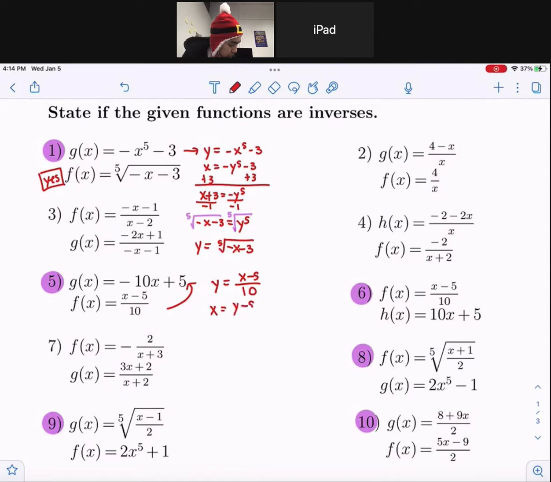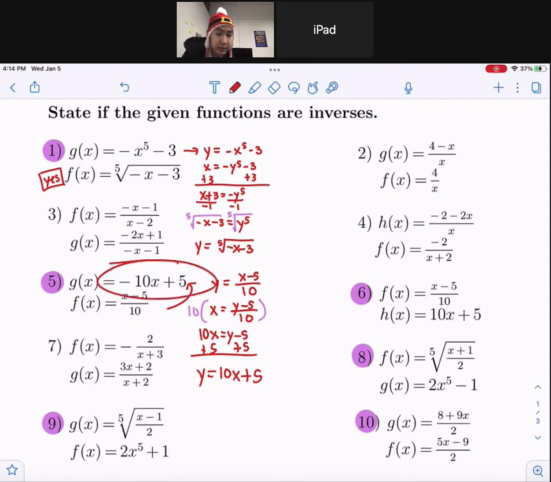Switch the variables. Now to get rid of that denominator of 10, multiply both sides by 10. So 10x equals y minus 5. Then to isolate and solve for y, add 5 to both sides. So we know the inverse is 10x plus 5. Is that what g is? It is not. That g says negative 10x plus 5. So are these inverses of each other? That is a flat out no.